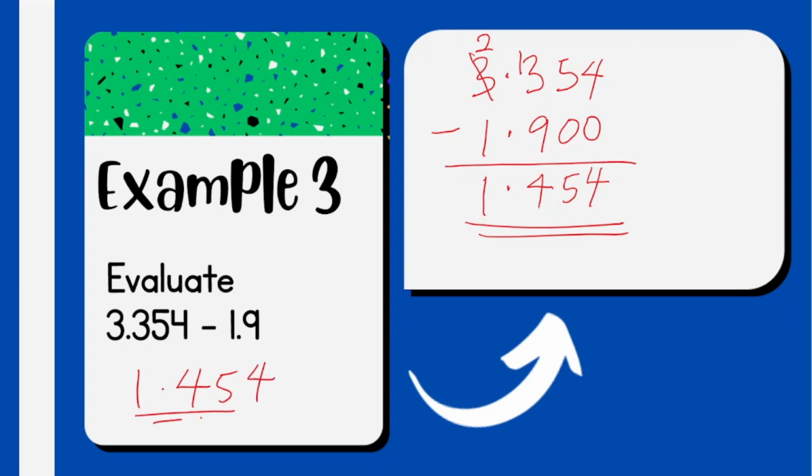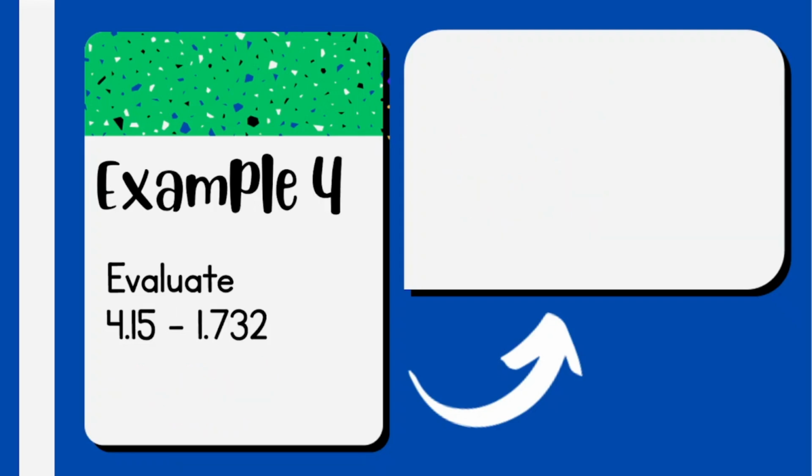1.454. That's the answer. I believe this is very clear to you. All right. So the last example we're going to look at in this video is this, and that is also on subtraction. You have to be very careful with this as well. So the larger number will be at the top. That's what we've been doing.